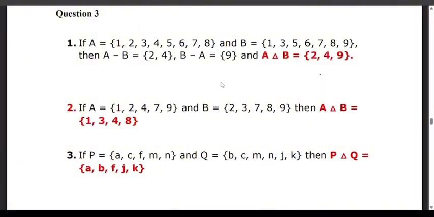If you take a look at what I have, if A equals {1 to 8} and B equals {1, 3, 5, 6, 7, 8, 9}, then what is A minus B?